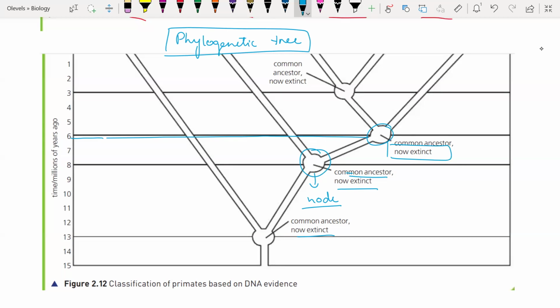Ma'am, is it because all of these ancestors are of the same phylum? Just wait a minute.